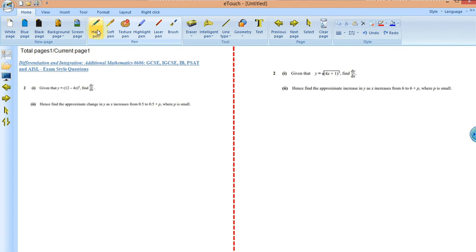Okay, it's very easy, so it should be a walkover for you guys. Don't forget that if you want to complete any question involving differentiation, we look at the first one, which says given this function, hence find the approximate change in y as x increases from this to this. This also gives this function, hence find the approximate increase, so it's the same. The only thing you need to know is how to differentiate different types of function.